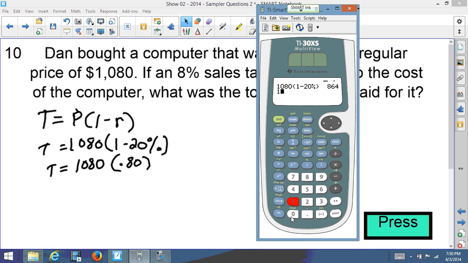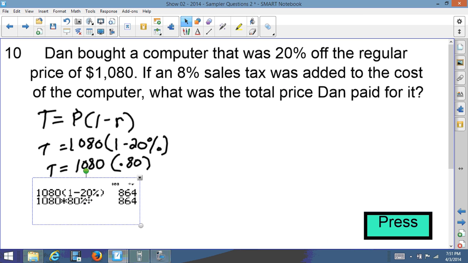So, and just to show you, if you took the $1,080 and multiplied it by 80%, because that's the total price you would pay, because you're not paying 100%, you're really paying 80%. Because 20% you save, you're going to get the same amount. See, 864. So that's what you would pay for the total. But there's sales tax.